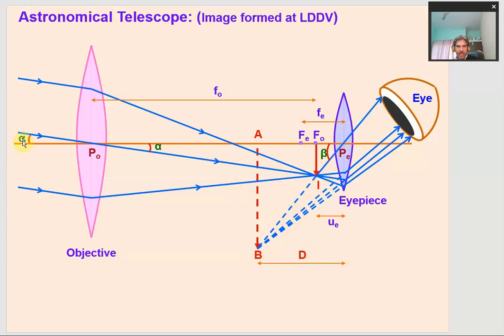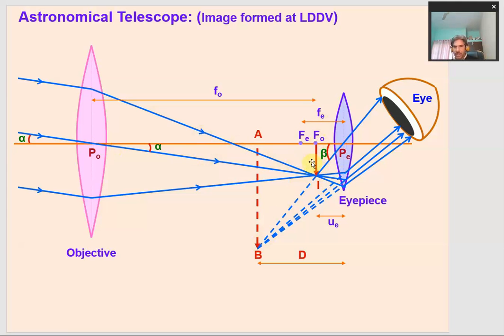Now again, if this is the angle alpha made by the object as seen directly, and then this is the opposite angle, this will also be equal to alpha, and this angle will be the angle made by the image, so it will be beta. Now we make use of the same two triangles, P naught F naught I for tan alpha, and triangle PE F naught I for tan beta.